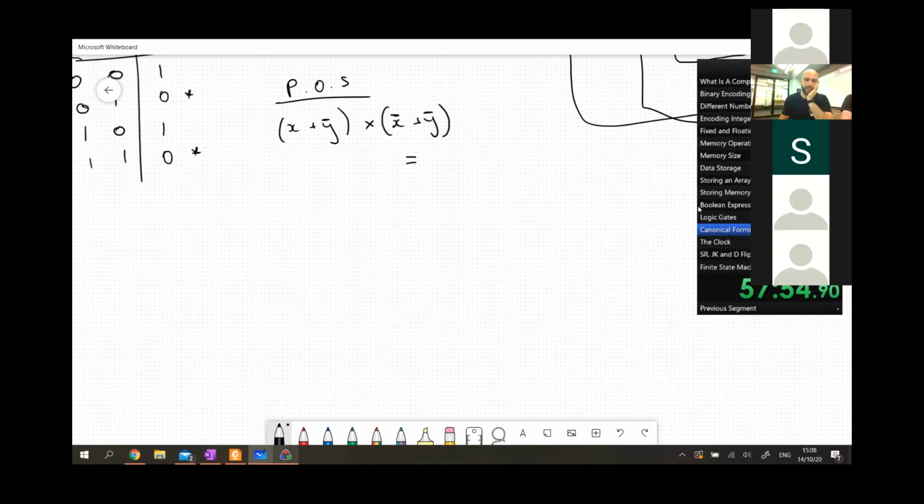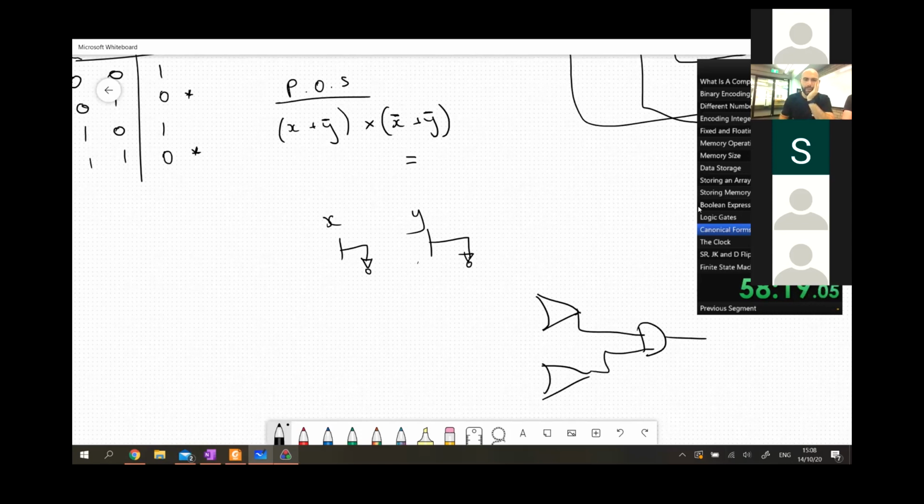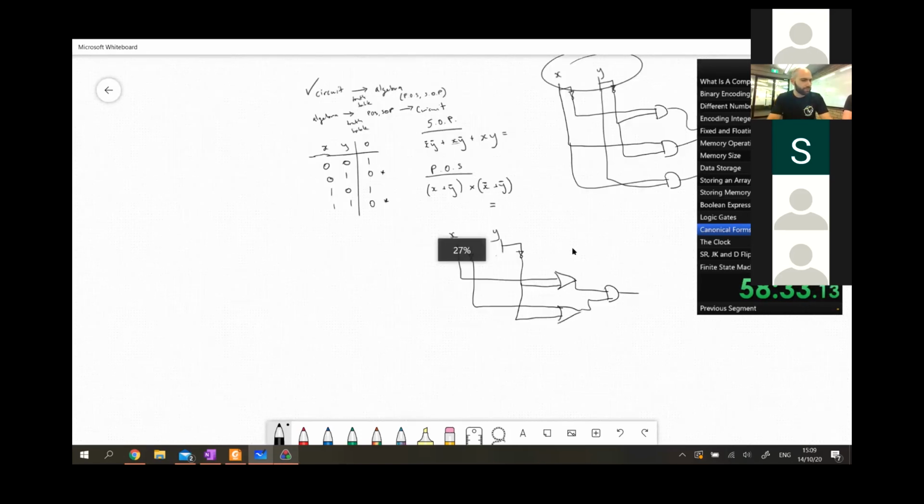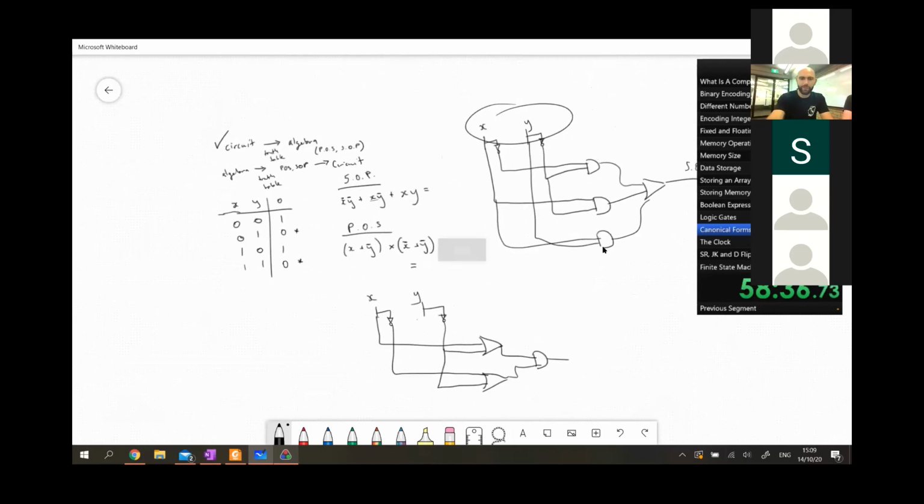All right. So what about our product of sums? Well, again, we're going to have X, Y. I'm just going to leave Y there, even though there's no non-inverted Y inputs. And what have we got? We've got a bunch of additions, so we've got OR gates into an AND gate. And then we just match them up. So we've got X and Y inverted, then X inverted and Y inverted here. All right. So that's our circuit representation. Very straightforward, I guess.